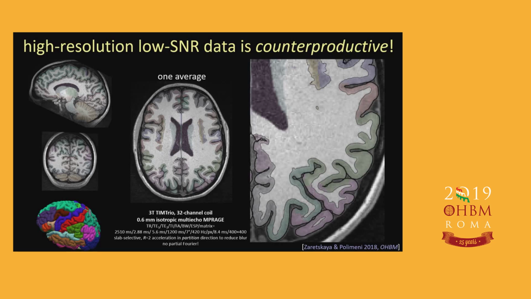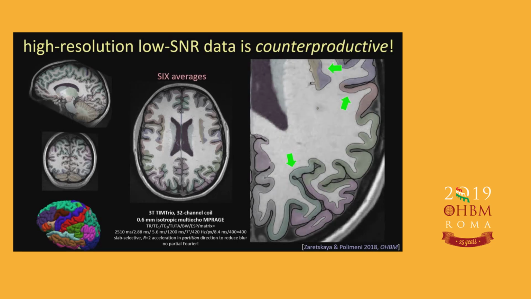So just to demonstrate this, here's some 600 micron data acquired at 3 Tesla. We ran this through our new FreeSurfer recon-all stream. The surfaces looked okay, but there are a few places where we really weren't happy with the accuracy. And at first, we weren't sure if this was due to the higher resolution in the data or due to the low SNR in these high resolution data.